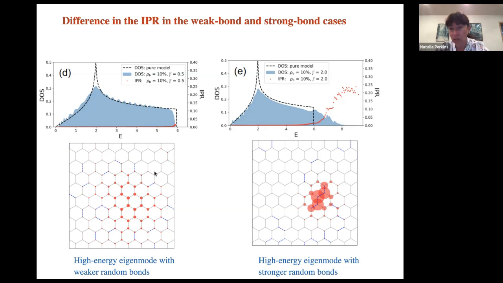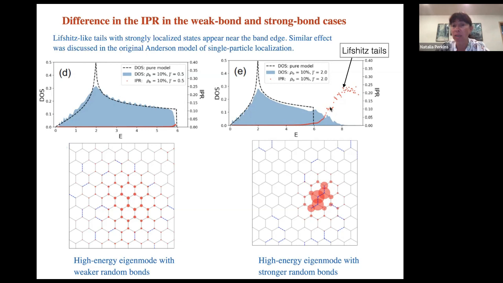However, if we dilute our system with the strong bonds, with J prime equal to two, then this minority of the bonds are the main contributors to the states around the high energy edge. And because these are the minority bonds, they are pretty localized in the area. So here basically is the wave function of the high energy eigenmode, and you can see that it's quite localized. And this is once again shown by these increased values of IPR. Okay, so this, as I said, is nothing else but Lifshitz tails.